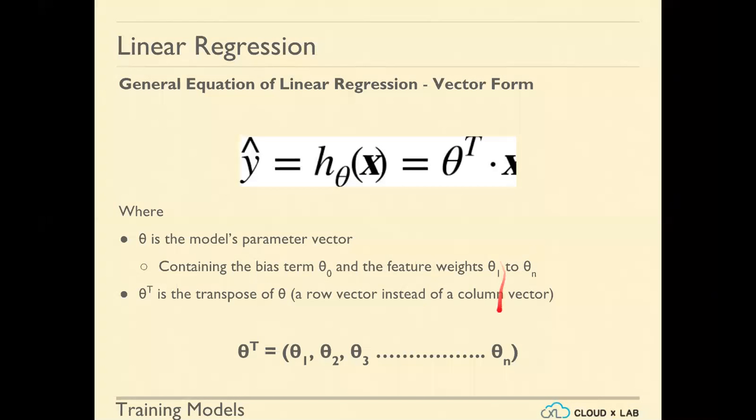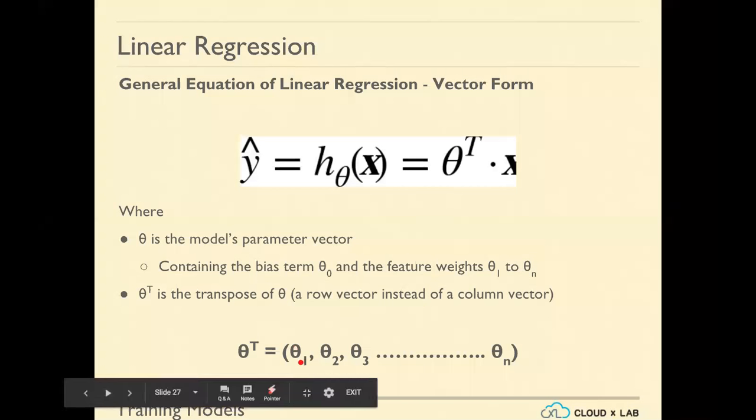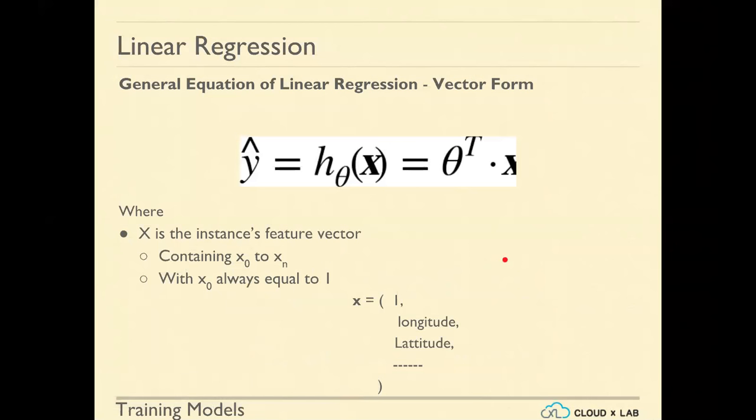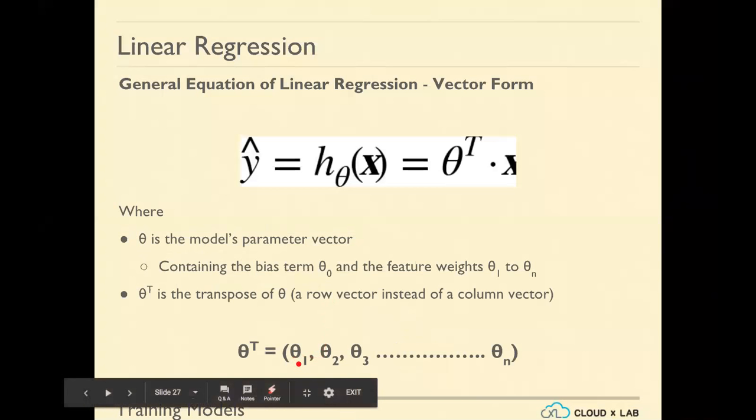All right. I think there is a mistake in this one. It should be theta 0 followed by theta 1 and theta 2. Yes, this will have theta 0 as well.